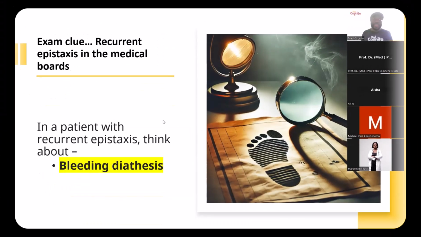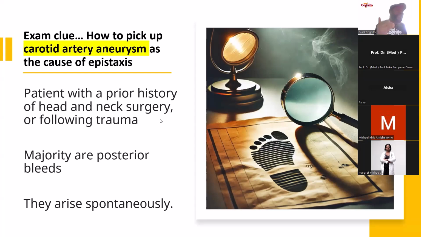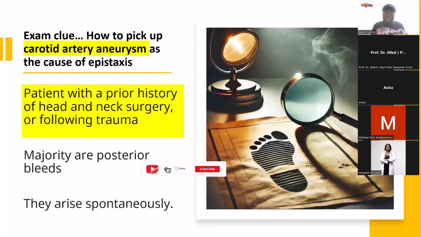Now, how to pick up carotid artery aneurysm as a cause of epistaxis. Look for a patient whom you've been told in your board that has a prior history of head and neck surgery. And after the head and neck surgery, that patient started developing epistaxis. That should draw attention to carotid artery aneurysm. Most of the time, carotid artery aneurysm causing epistaxis, that epistaxis will be posterior epistaxis.